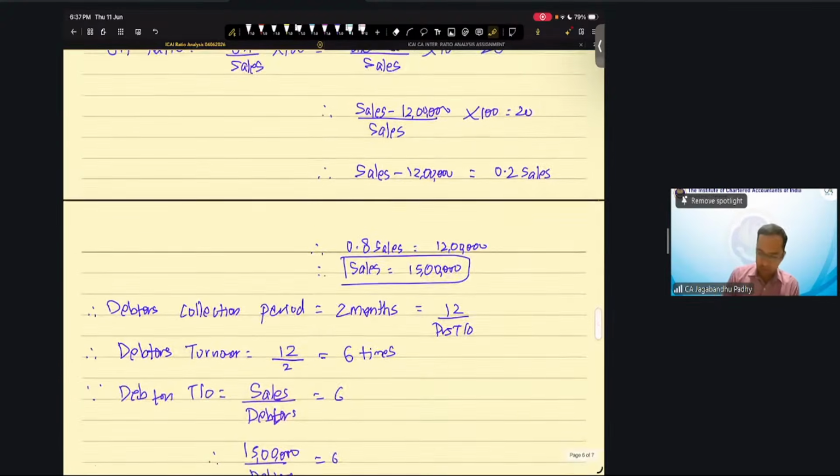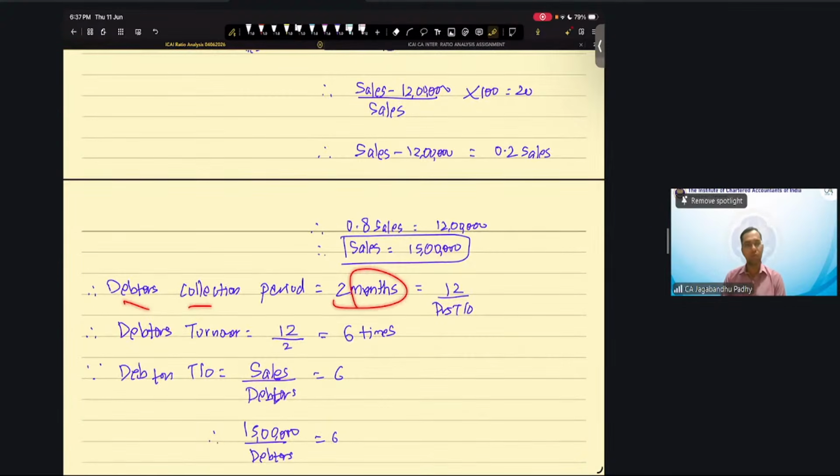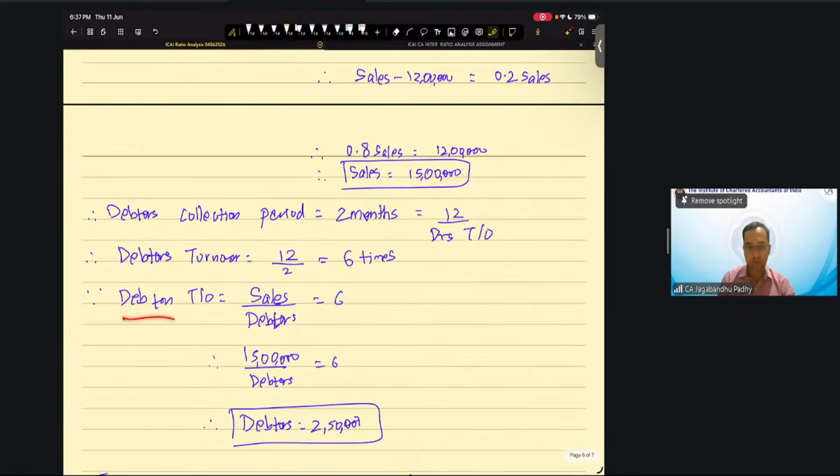And then we have the debtors collection period is 2 months. Now the debtors collection period formula is 12 upon debtors turnover. So this is 12 upon debtors turnover. From this, we get the debtors turnover value as 6 times. And then we apply the debtors turnover formula to arrive at the value of debtors.